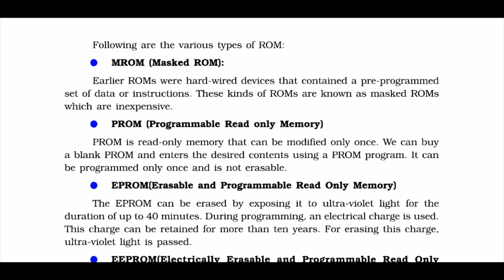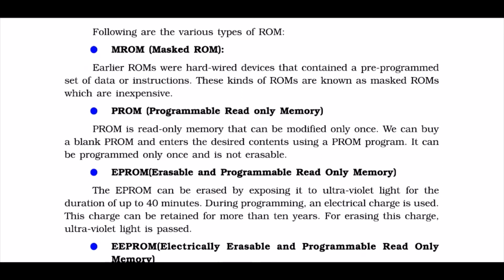Now, what are the various types of ROM? MROM, PROM, EPROM, EEPROM. Now, MROM stands for masked ROM. What do you mean by masked? A mask is something that you can cover over anything. Earlier ROMs were hardwired devices that contained a pre-programmed set of data or instructions. These kinds of ROMs are known as masked ROMs, which are inexpensive.